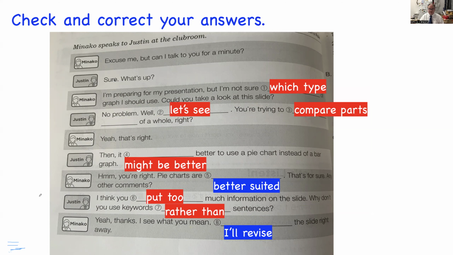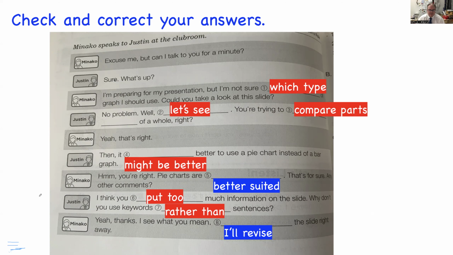Minako speaks to Justin at the clubroom. Excuse me, but can I talk to you for a minute? Sure, what's up? I'm preparing for my presentation, but I'm not sure which type of graph I should use. Could you take a look at this slide? No problem. Well, let's see. You're trying to compare parts of a whole, right? Yeah, that's right. Then it might be better to use a pie chart instead of a bar graph.